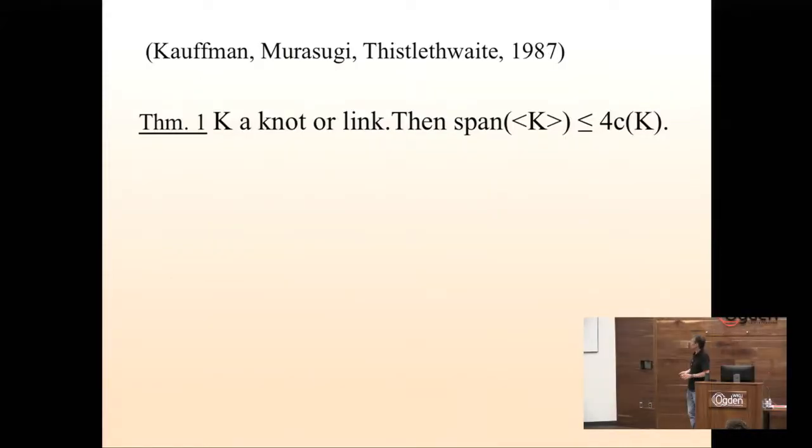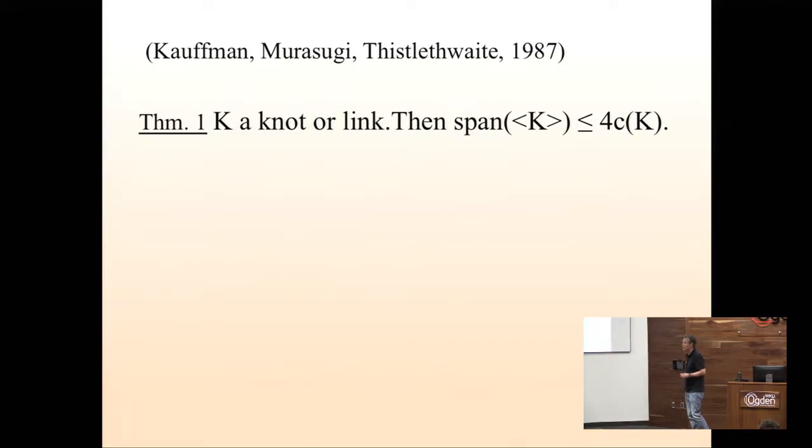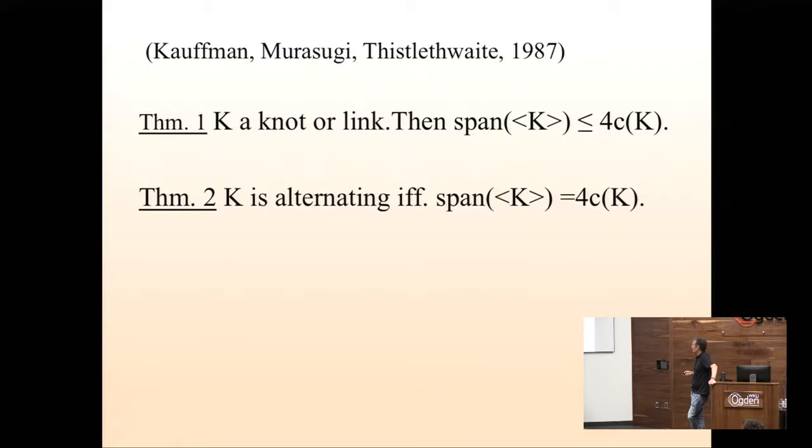Okay, a very famous result from 1987, one of the things that really proved that these polynomials were useful, proved independently by Louis Kauffman, Kunio Murasugi, and Morwen Thistlethwaite, right about that time. If you have a knot or link, then the span of the bracket polynomial is less than or equal to 4 times the crossing number. That alone doesn't sound that exciting, but then the second part says, if you have an alternating knot, the knot is alternating if and only if the span is exactly equal to 4 times the crossing number.